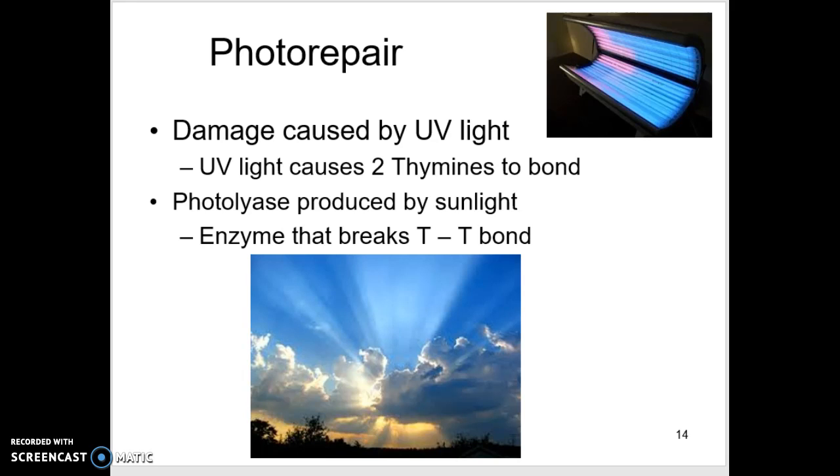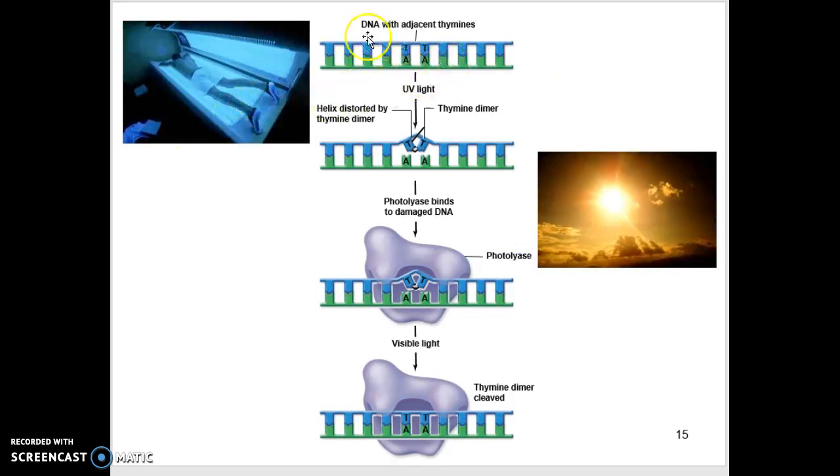So here's the example of what happens when UV light is present. It causes this distortion of the thymines, causing two thymines to bond. Exposure to sunlight produces photolysis, which binds to the damaged DNA, corrects it, basically pops those two guys apart, so they've been locked together at the bottom there. It pops them apart, allows them to bond back to the adenines that they should be bonded to, and hopefully corrects the mistake. So that's one mechanism where we can see repair happening.